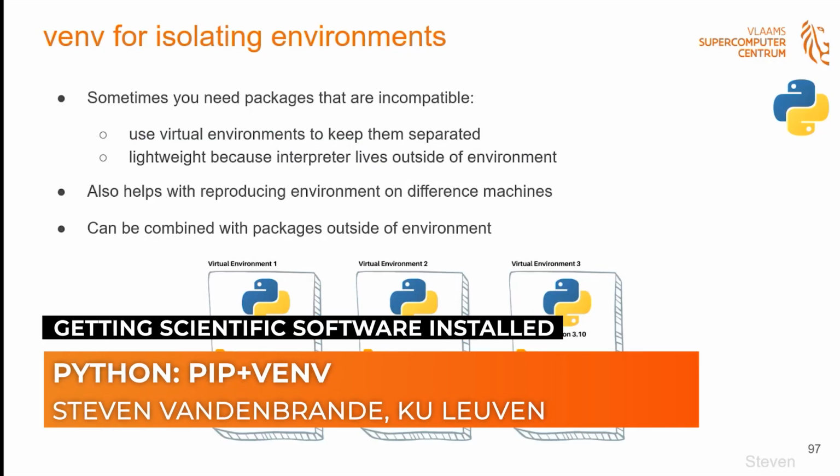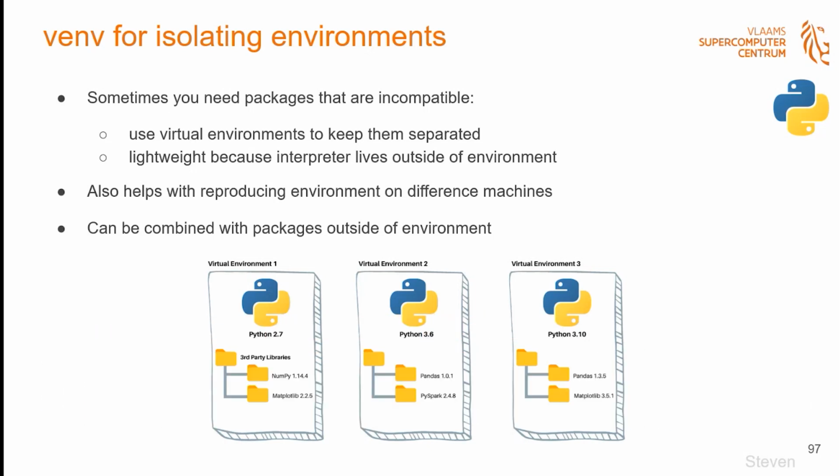So then the second tool that we're going to use in combination with pip is venv. One thing that's very common is that you will need sets of packages that are not compatible. For instance, you need one set of packages to run a simulation and then another set to post-process your results. And so an easy and convenient way to do this is by using virtual environments.